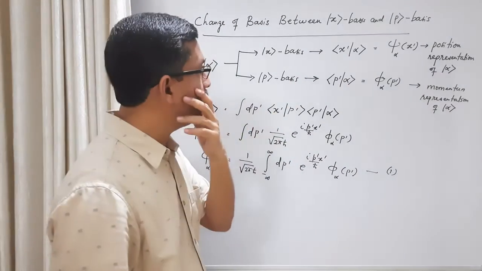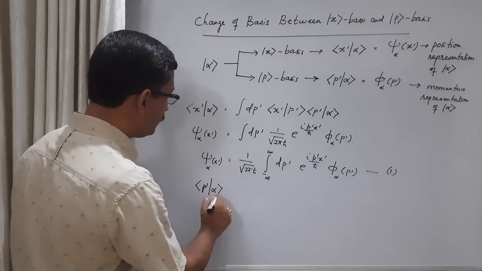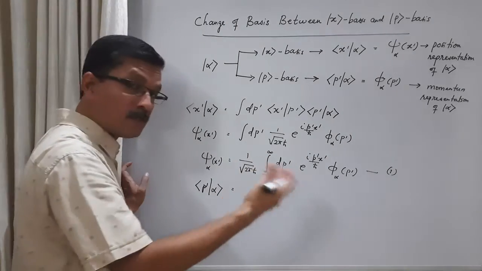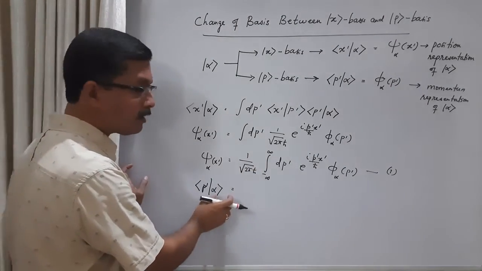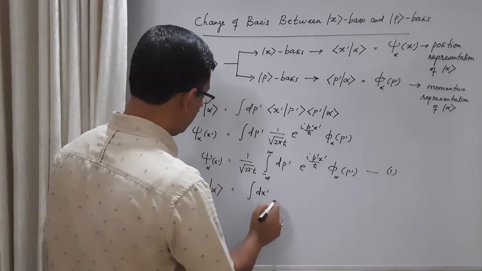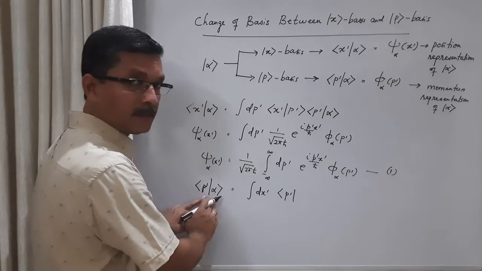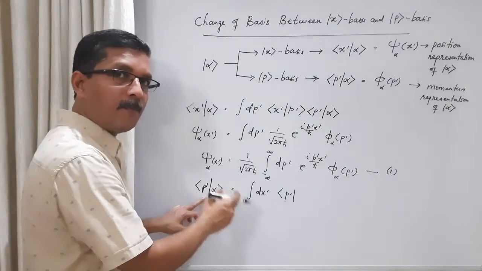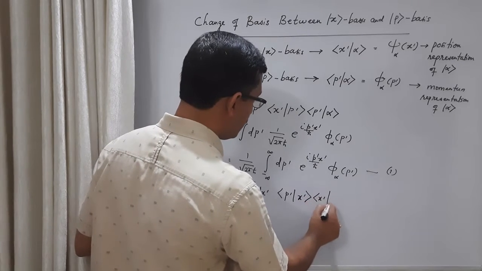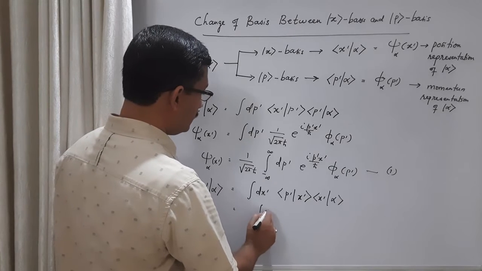So this position space wave function is expressed in terms of momentum space wave function. What about the reverse? Let's start from here, bra p prime ket alpha. Here we can express this in terms of position basis by expanding this ket alpha in terms of position basis, that is integral over x prime bra p prime, and between bra p prime and ket alpha I am introducing an identity and using the completeness of position basis. So we have ket x prime bra x prime alpha. Okay, and this is integral over x prime.